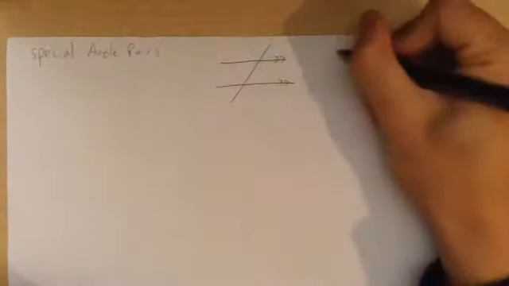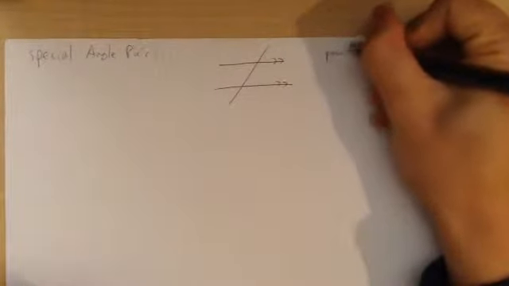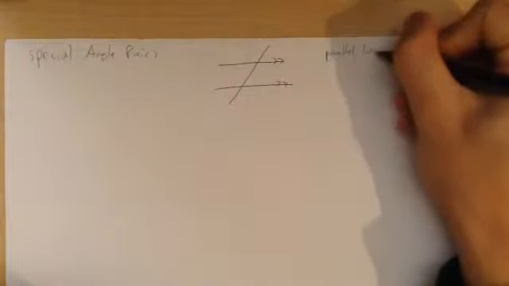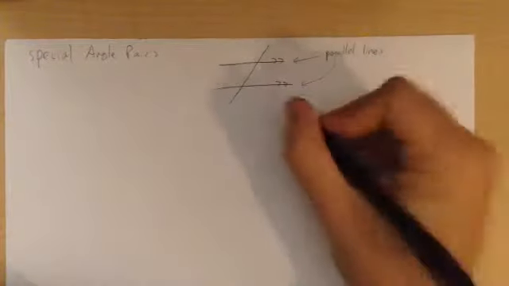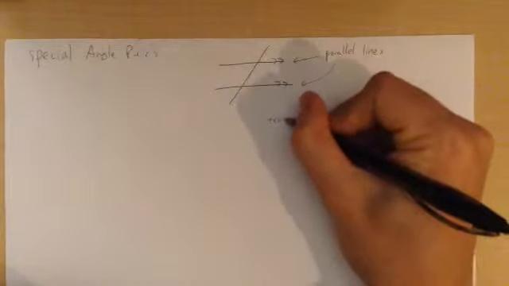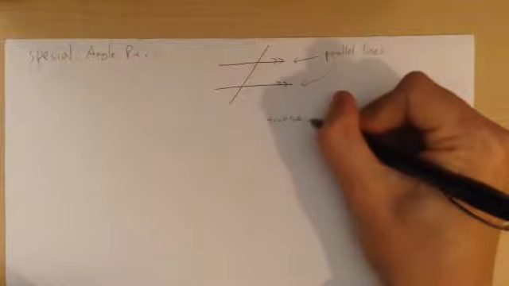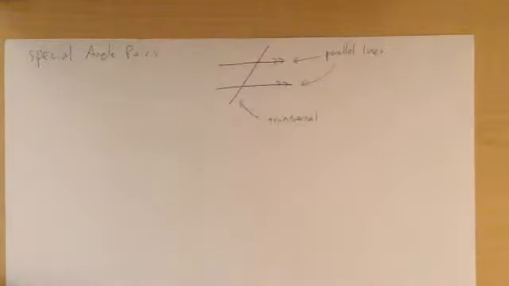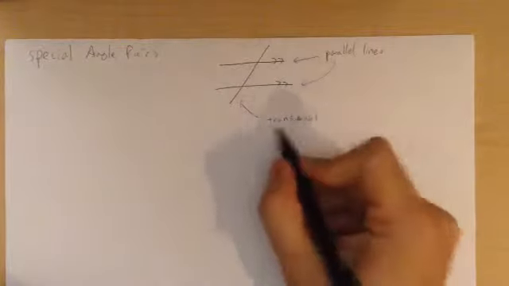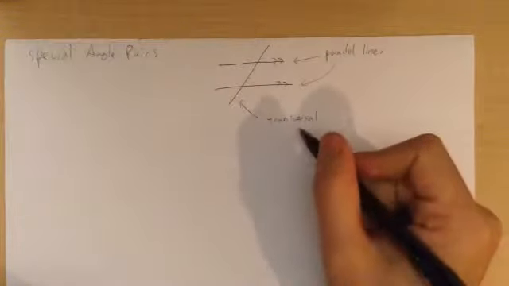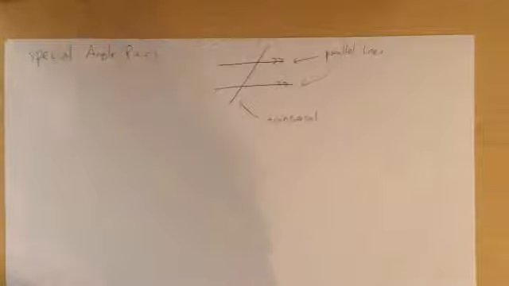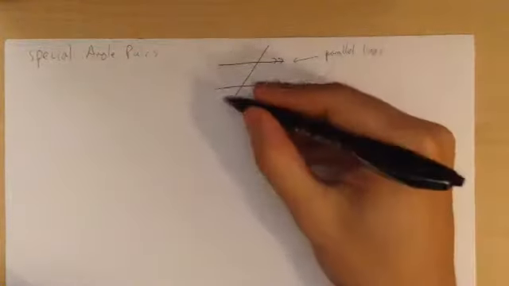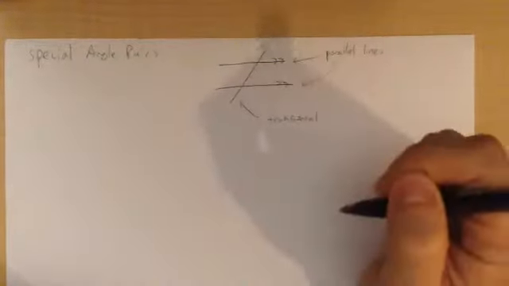So let's go ahead and mark these parallel lines here and here, and this line that cuts across is called a transversal. Transversal comes from the word, well, there's a couple of words, but trans meaning across, and versal, which has to do with like movement. So this is like moving across the parallel lines.